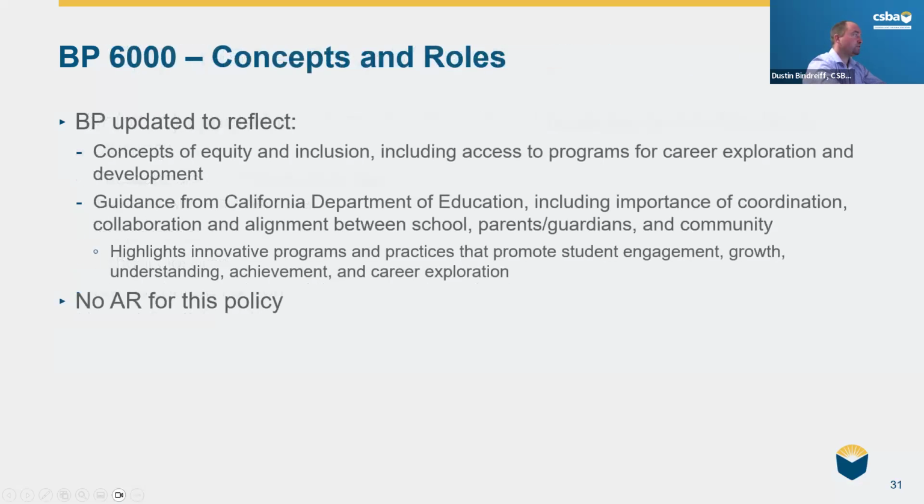BP 6000 was updated to incorporate concepts of equity and inclusion that are included in other sample policies. Additionally, this policy was updated to reflect new guidance from the California Department of Education, including the importance of coordination, collaboration, and alignment between the school, parents, and the community. More information about this guidance can be found in the policy notes. Next slide, please.